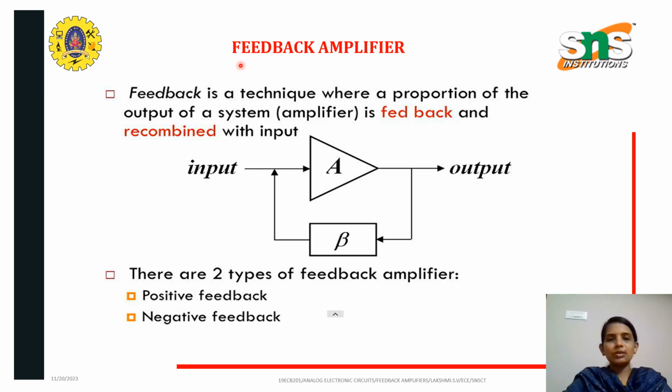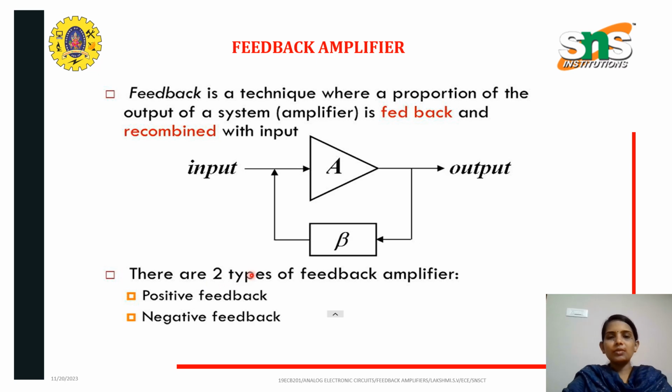So as I told, this is the general block of the feedback amplifier. Here it is a technique where a proportion of the output is taken and given to the input. So output is taken and fed back to input. This is the amplifier section and this is the feedback part. Here beta is called the feedback transfer ratio. It is recombined with the input.